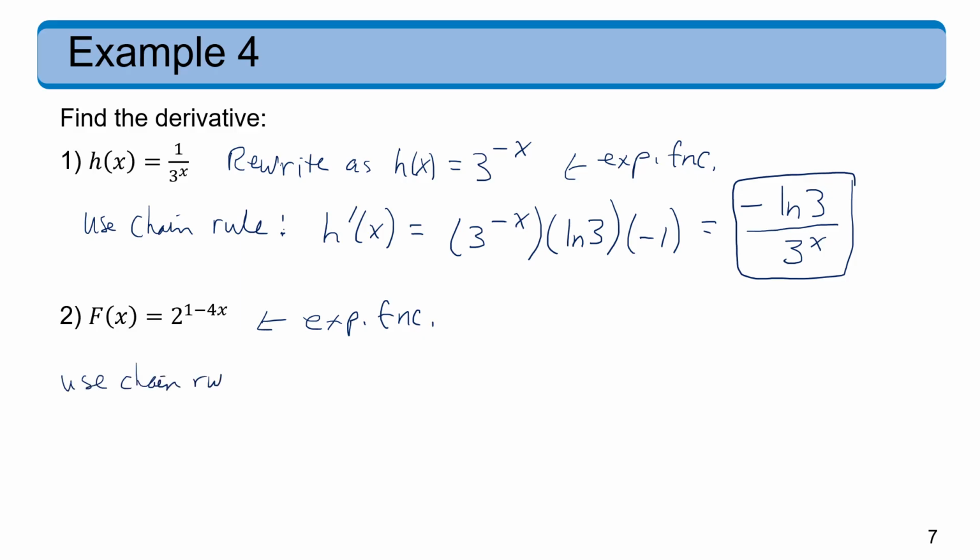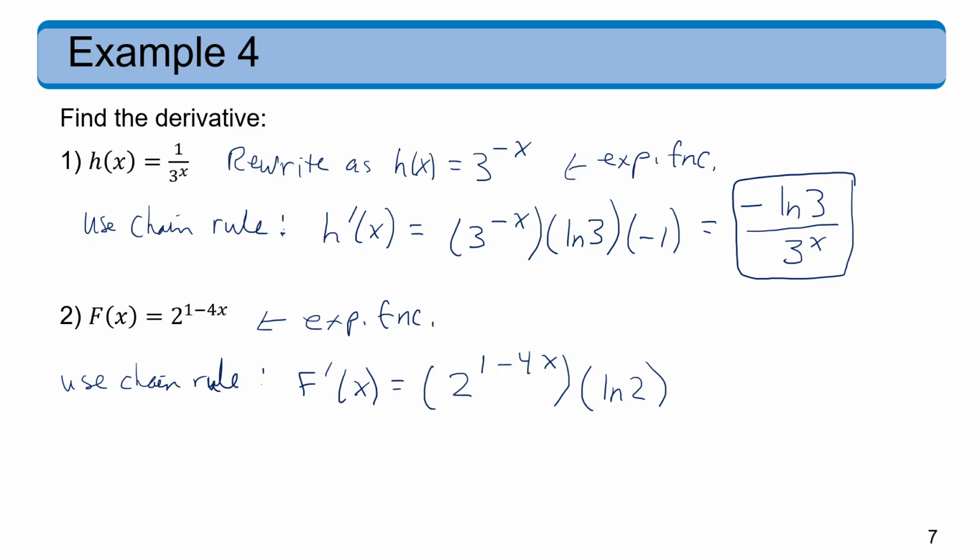Okay, so our derivative. Again, the inner part is the exponent, 1 minus 4x. The outer function is the exponential, 2 to the u. So we start with the derivative of the outer part. The derivative of 2 to the u is itself, so here we just write itself. And then we multiply by the natural log of the base, which in this case is 2. That's the derivative of the outer function.